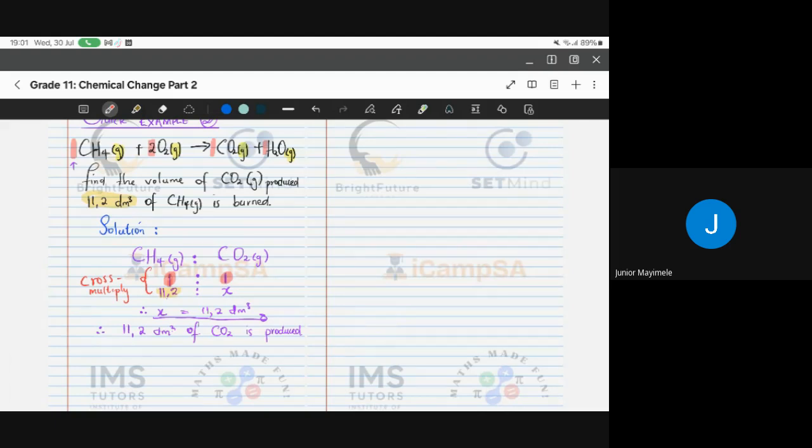So that is basically what happens when you have gases reacting. The mole ratio and the volume ratio is the same. Since we will have 11.2 here as well, if you check the ratio of these volumes, it's still 1:1, because if you divide both sides by 11.2, you're still going to get 1:1.